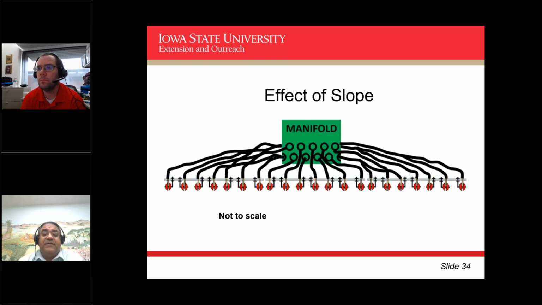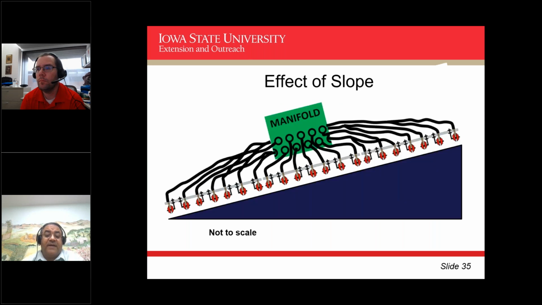Another thing I wanted to quickly touch base on is the effect of the slope. We did test these manifolds at different slopes, so I do want to bring that up. If you are on a slope, if you have really wide toolbars, the thing to watch for is on the far end, on the upslope side, the hoses that are above the far toolbar point, sometimes you can see them even, they are actually going against the gravity.